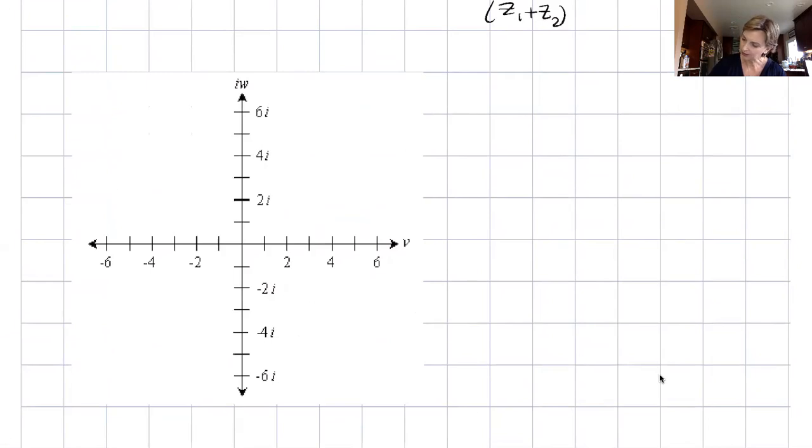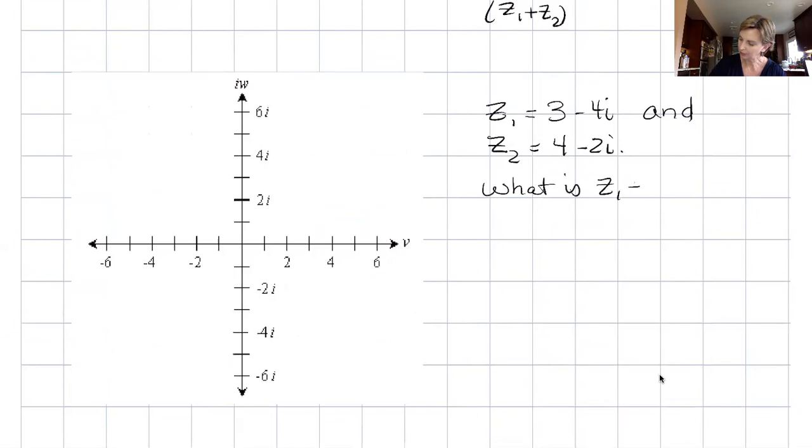For this one, Z1 is going to be 3 minus 4i, and Z2 is going to be 4 minus 2i. We want to know what Z1 plus Z2 is. Then we're going to plot those and see if we get that parallelogram rule. First, let's add them together.